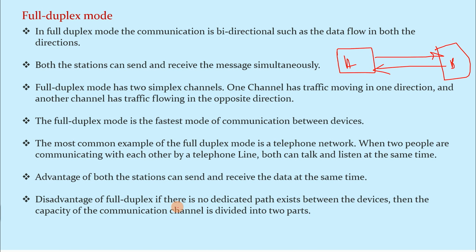The disadvantage of full duplex is that if there is no dedicated path between the devices, then the capacity of the communication channel is divided into two parts. If they have two paths, then it is fine. But if they have just one path, it will be utilized by both the machines. So the capacity will be divided into two parts and ultimately it will lead to latency. The data transfer will become slow if there is no dedicated path between the devices.